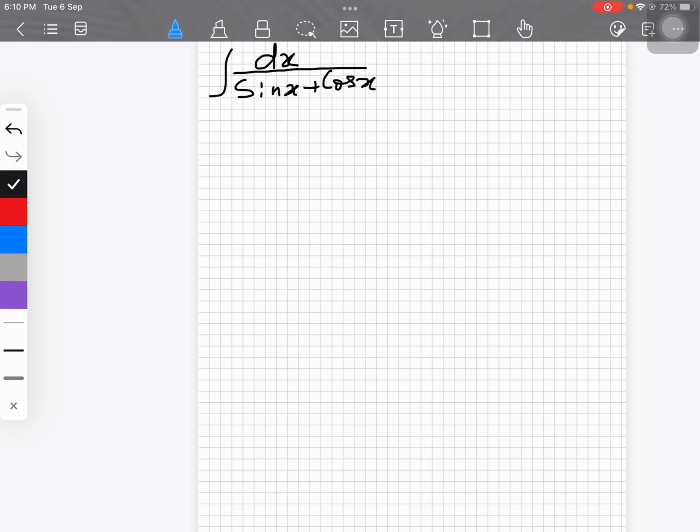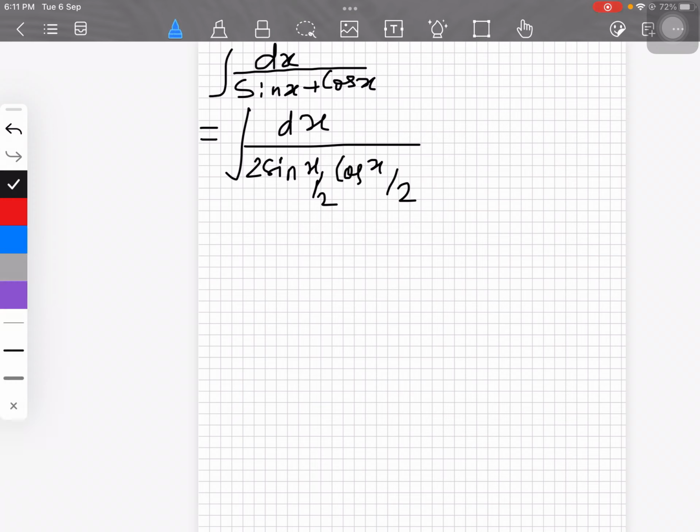As I've told in my previous videos as well, first of all you try to change it in the form of a square, or try to open it using some kind of formula. So first we're going to open sine x using a trigonometric formula, that is 2 sine x over 2, the half angle formula, divided by cos x over 2, plus cos x, which can be written as cos square x over 2 minus sine square x over 2. It's the same thing.